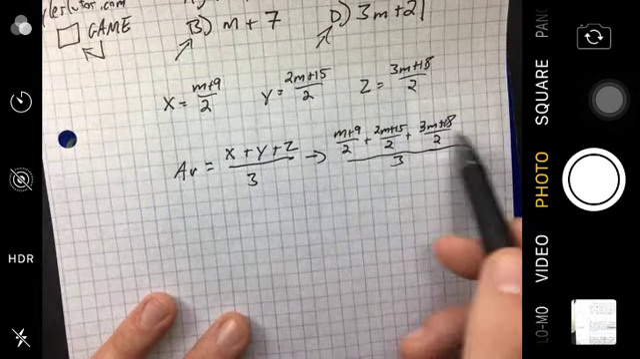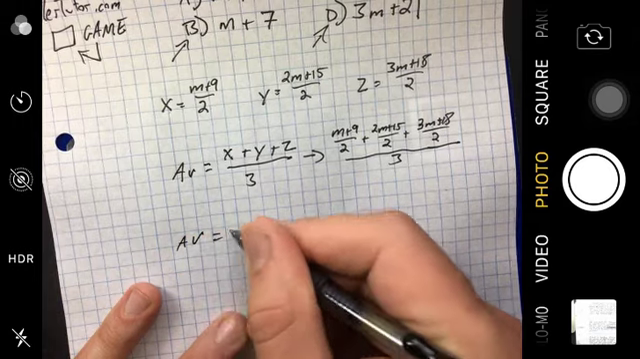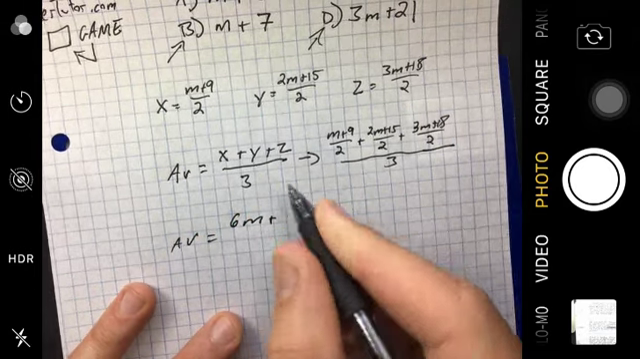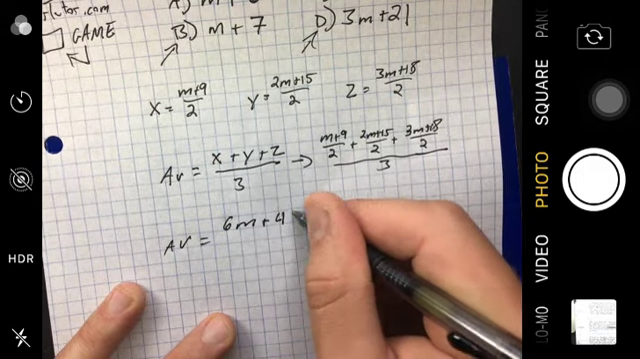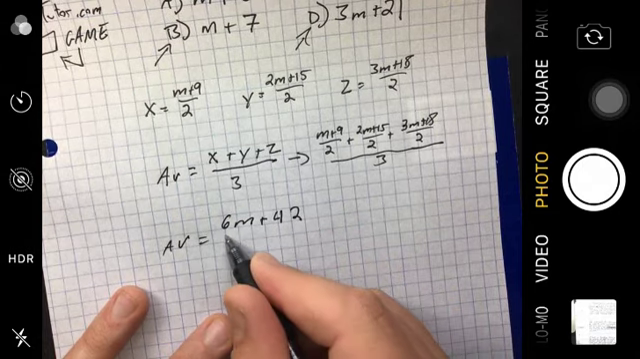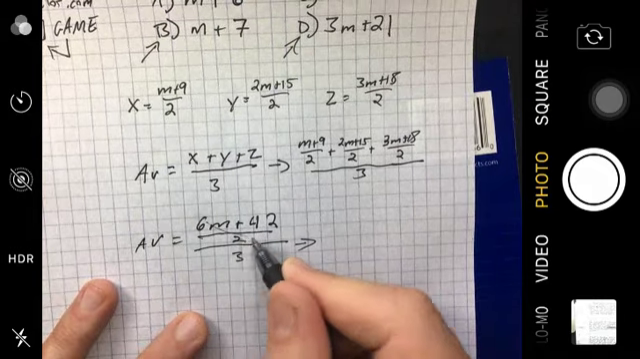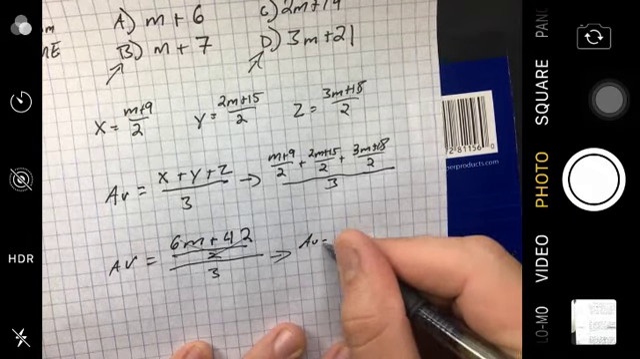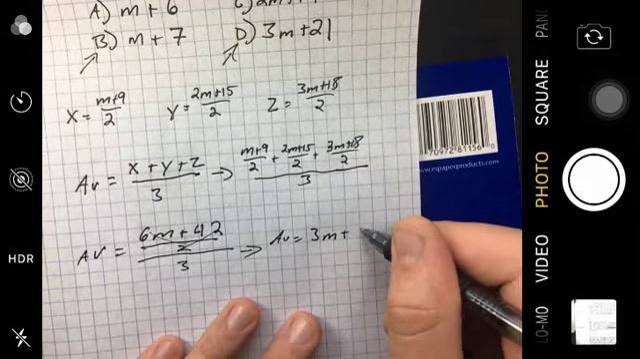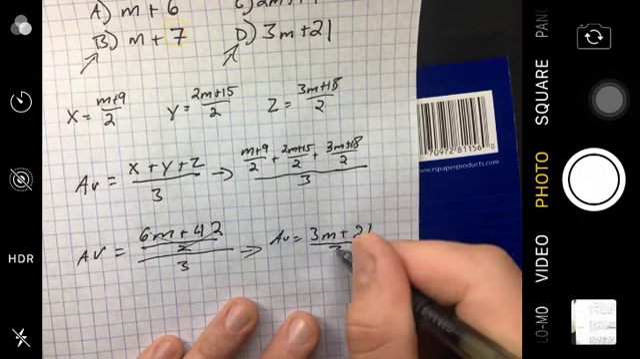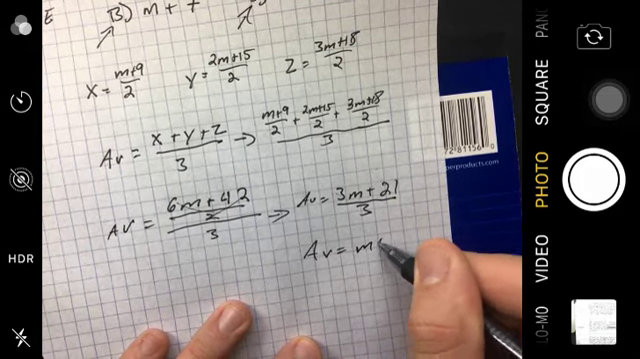All right, so I'm going to add all these up. M, 2M, 3M, that's 6M, plus, who did the math on this? Would this be 33 plus 42, right? Yeah. And that's all over 2, which is all over 3. We can definitely simplify this here and here. So the average is going to be 3M plus, what is that? 21 all over 3. Then we simplify it even further. The average equals M plus 7.